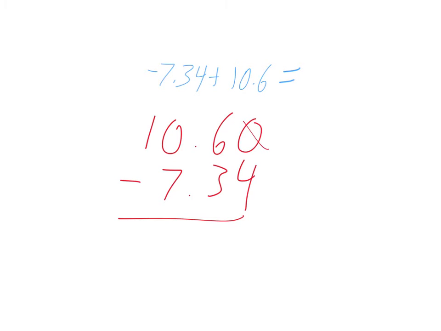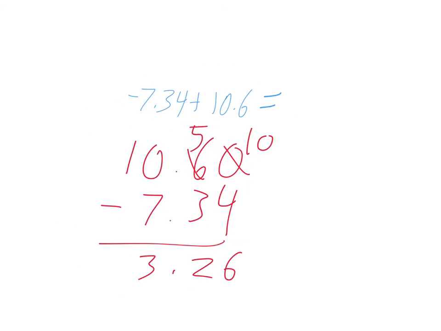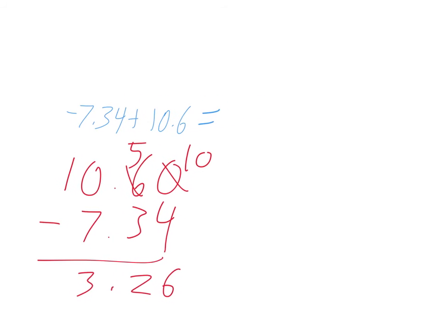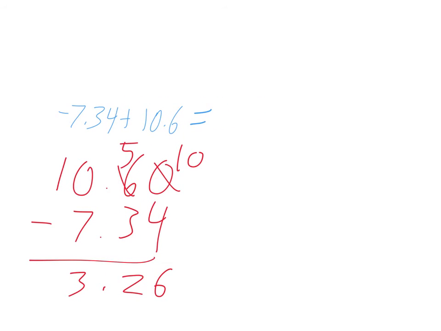That'll be easier. 10 minus 4 is 6, 5 minus 3 is 2, bring down the decimal point, 10 minus 7, and that one is 3. All right, so 3.26 is my difference. In this case, since I have opposite signs, it's actually going to be my sum, and it's going to be a positive 3.26 because the 10.6 has a higher absolute value.